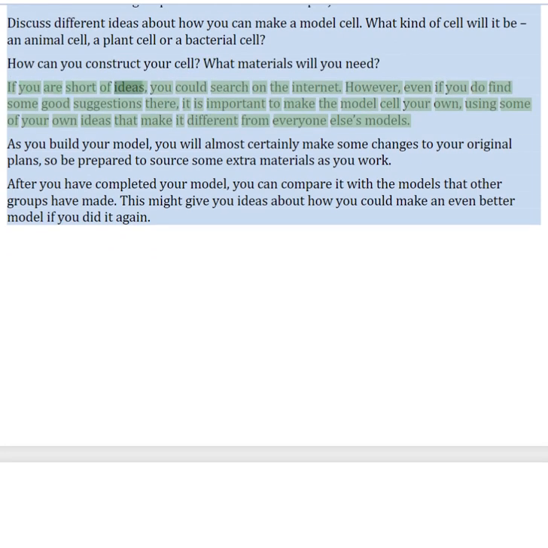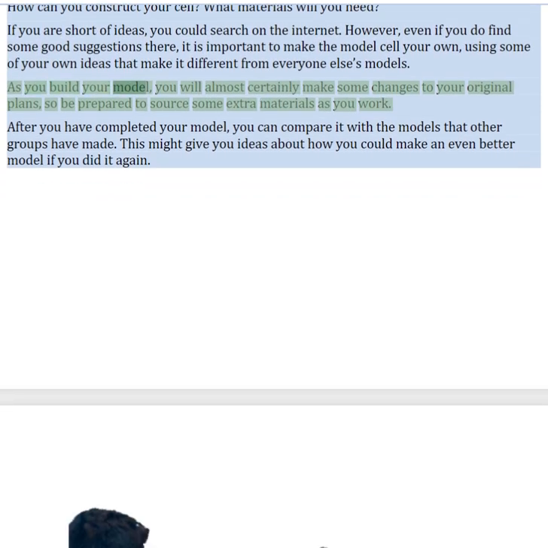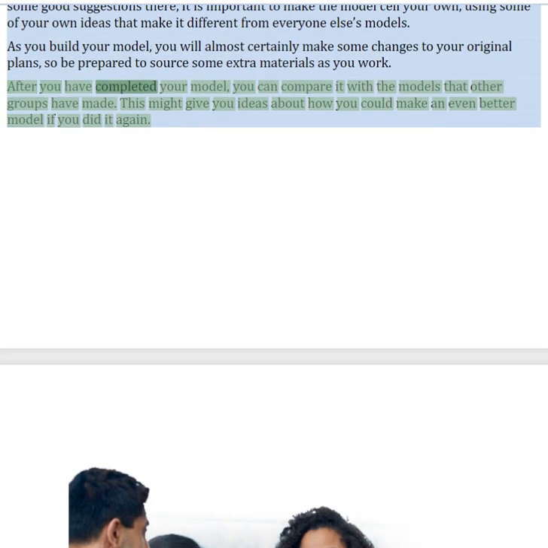If you are short of ideas, you could search on the internet. However, even if you do find some good suggestions there, it is important to make the model cell your own, using some of your own ideas that make it different from everyone else's models. As you build your model, you will almost certainly make some changes to your original plans, so be prepared to source some extra materials as you work. After you have completed your model, you can compare it with the models that other groups have made. This might give you ideas about how you could make an even better model if you did it again.